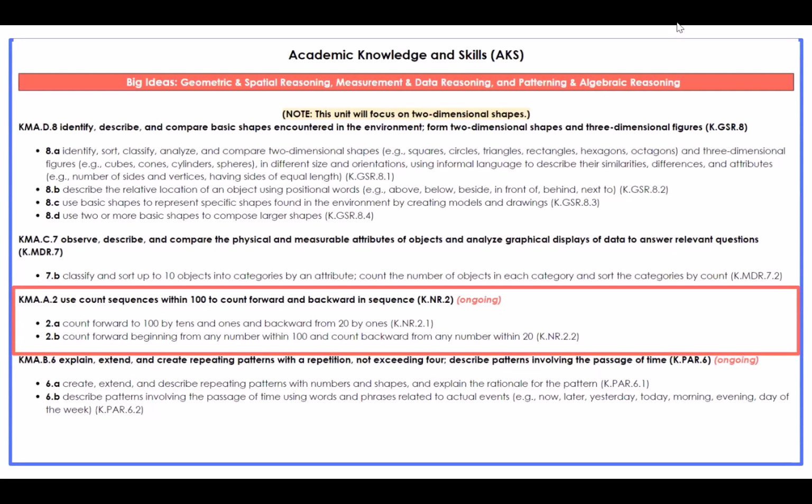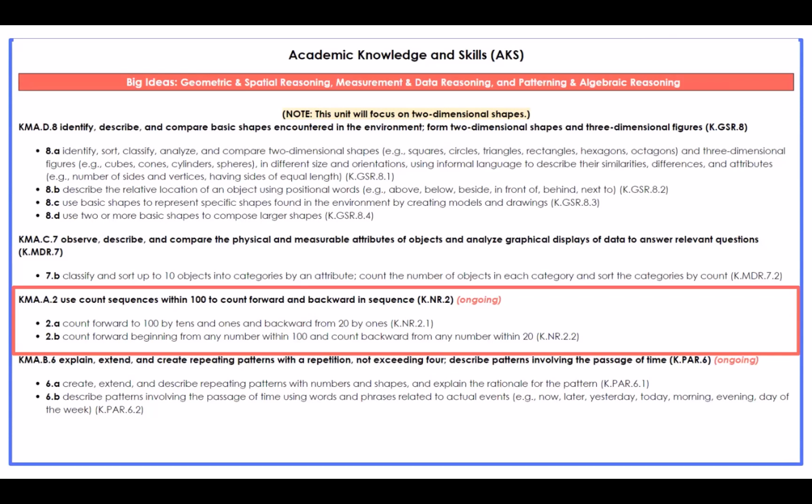AKS 2 is an ongoing AKS in which students use the count sequence to count forward and backward in sequence. IOA 2A specifically states students count forward by ones and tens from 0 to 100 and backwards from 20 to 0. While IOA 2B has students count forward to 100 beginning from any given number within 100 and count backwards from any given number within 20.